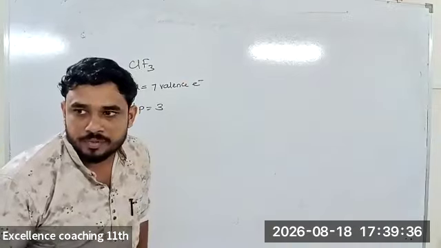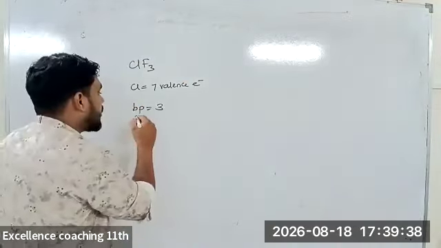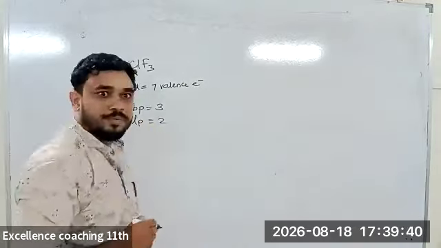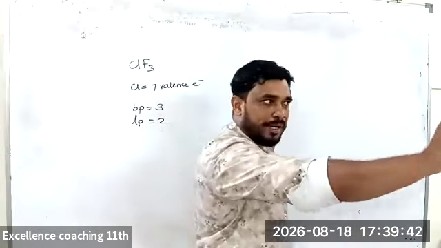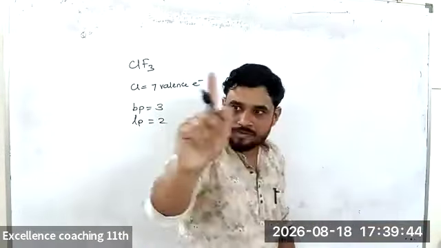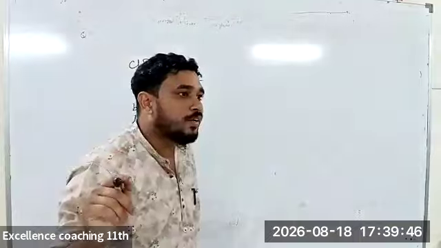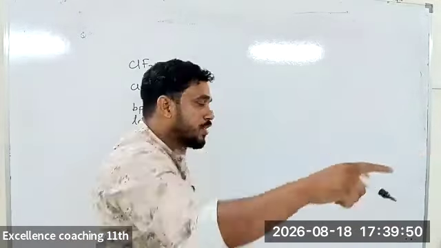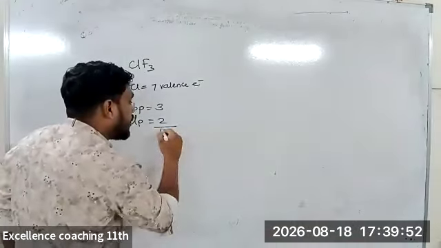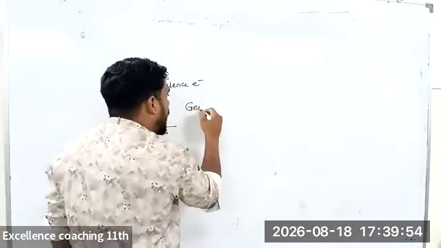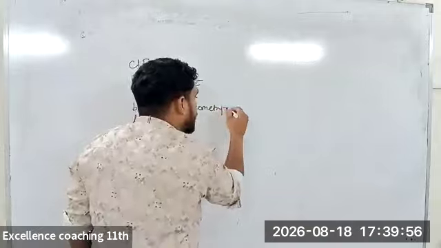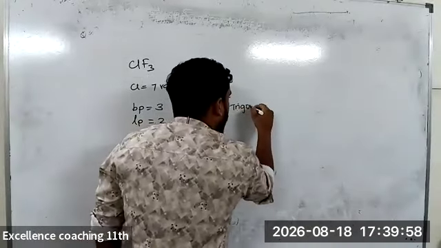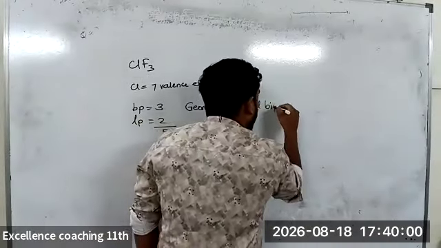Only 4 are left. So how many lone pairs? 2 electrons make 1 pair, so 4 electrons give 2 lone pairs. So what is my total count? 5. Now the total count is 5. What is my geometry, students? Trigonal bipyramid.